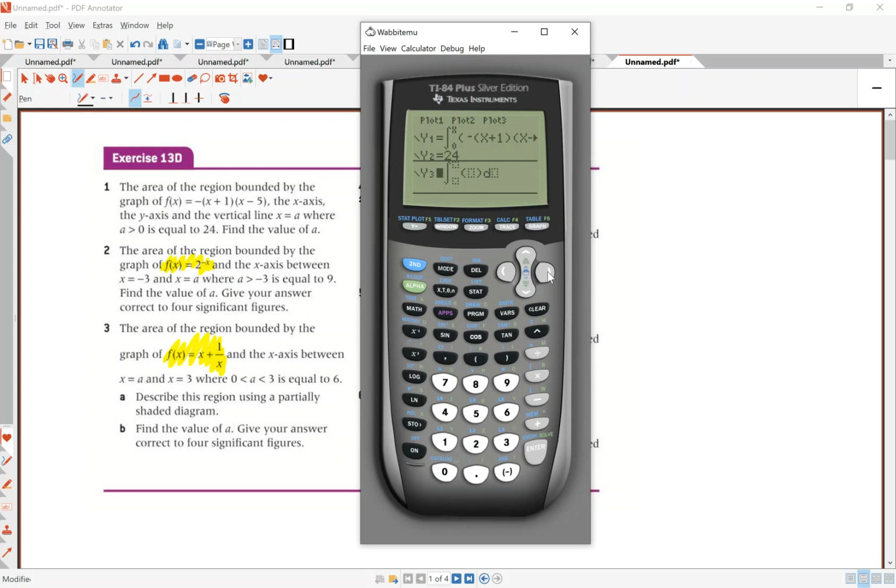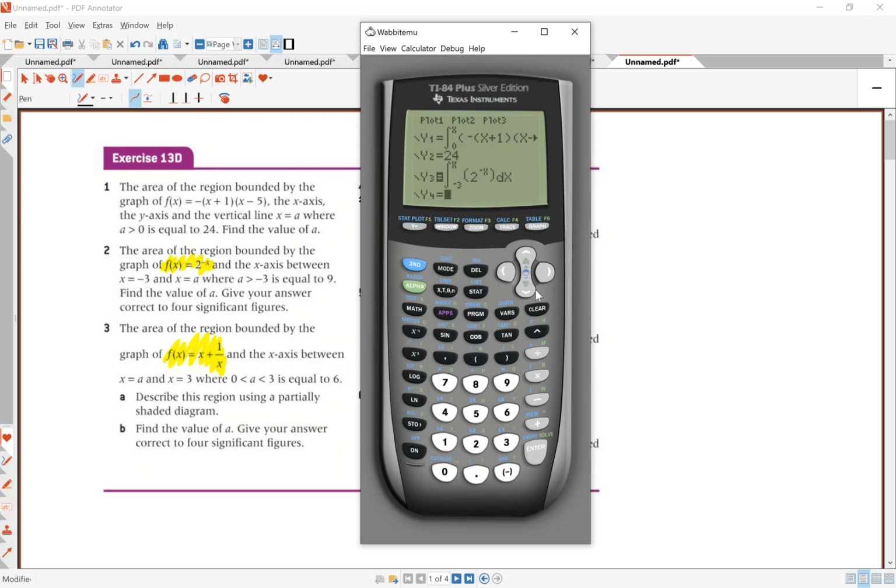So on my new one, I'm now going to put in the same thing again. So bounded by the graph and the x-axis, x is between x is -3 and a, where a is greater than -3. So that means the lower bound must be the -3 and the upper bound must be greater than that. So let's put an x in there, right? And then I'm just going to put 2 to the power of -x, because I don't know how to do that as an integral. We haven't sorted it, so I'm just going to put that in d of x.